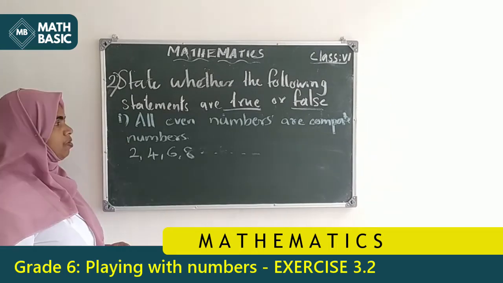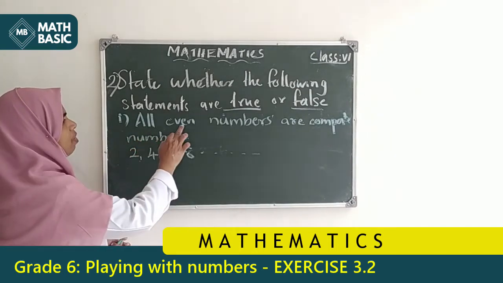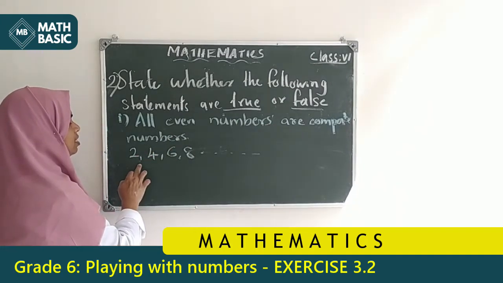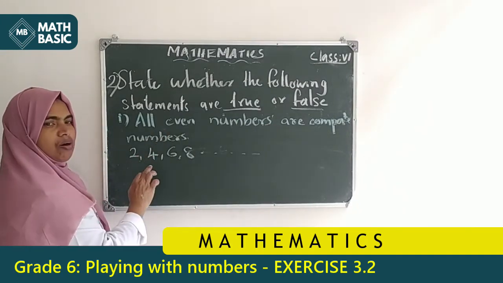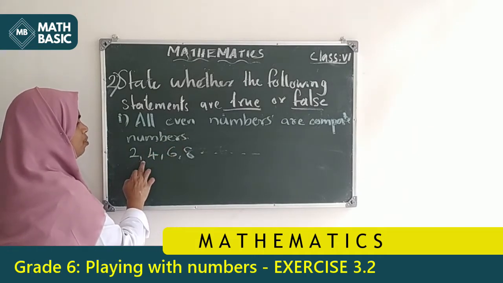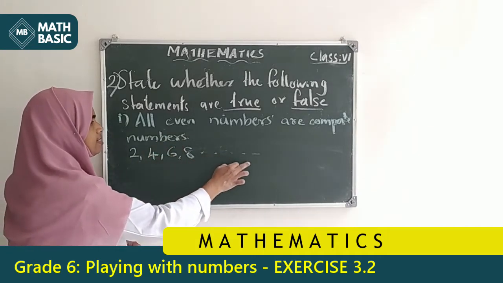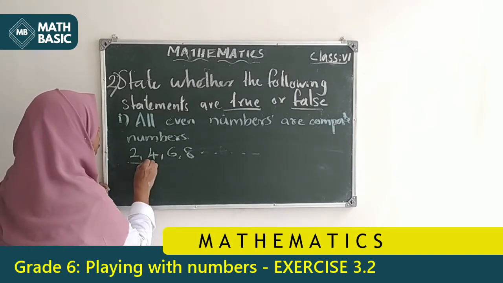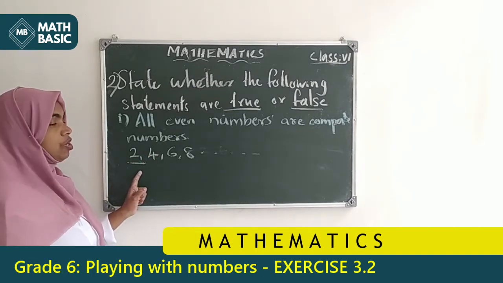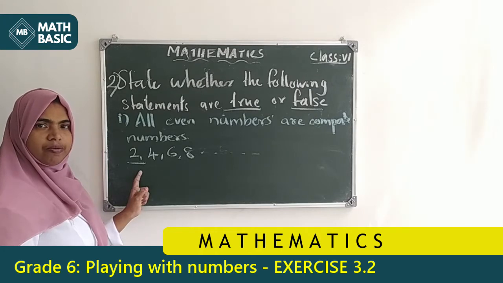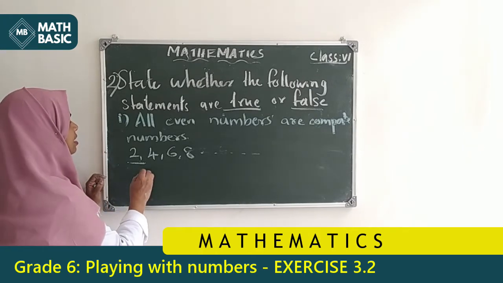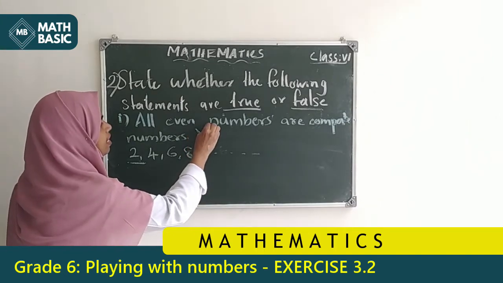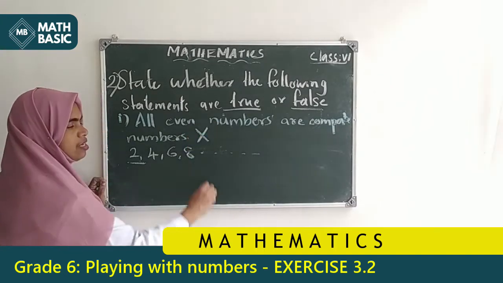I. All even numbers are composite numbers. Even numbers are 2, 4, 6, 8, etc. See here, the first even number is 2. 2 is not a composite number. We know that this is a prime number. So, this statement is false.